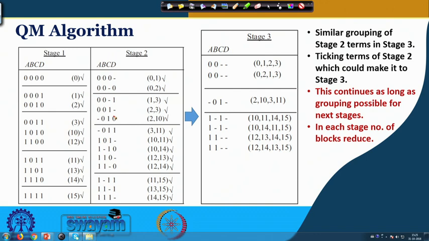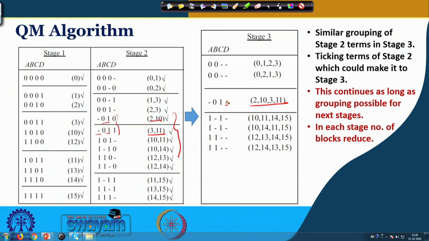Okay. So, once this part is done, between these two adjacent blocks, we can see that 2 10 and 3 11 can be combined, and the rest of the combinations are not possible, because they differ in more than one place. Okay. And 2 10 3 11 is dash 0 1 0 and dash 0 1 1. So, 0 1 and dash are the same, and only 0 and 1 is changing. So, that becomes a dash over here.